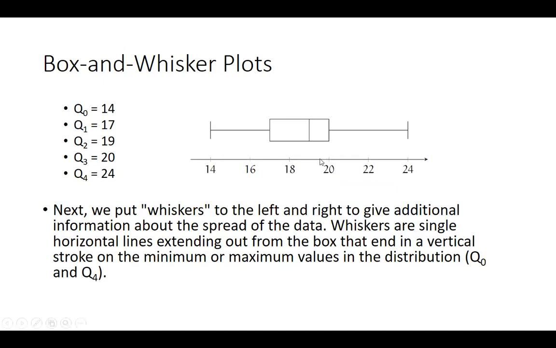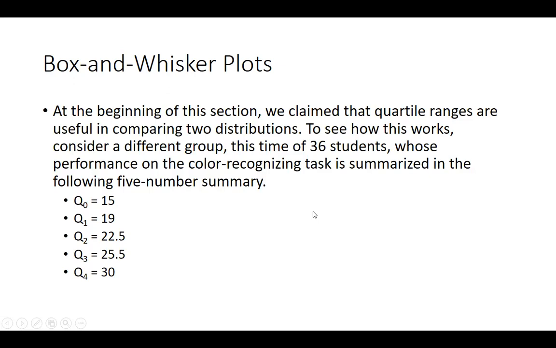Next, we put whiskers to the left and right to give additional information about the spread of the data. Whiskers are single horizontal lines extending out from the box that end in a vertical stroke on the minimum or maximum values in the distribution. So at the minimum of 14, Q sub 0, we have a vertical dash. At the maximum of 24, Q sub 4, we have a vertical dash. And then we just draw a line from the box out to the dashes. These are the whiskers of the box and whisker plot.